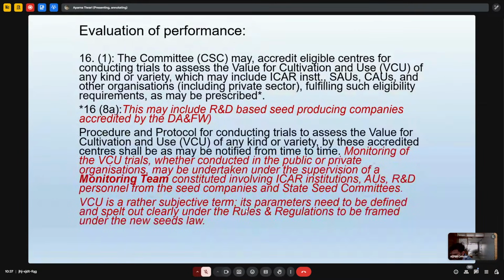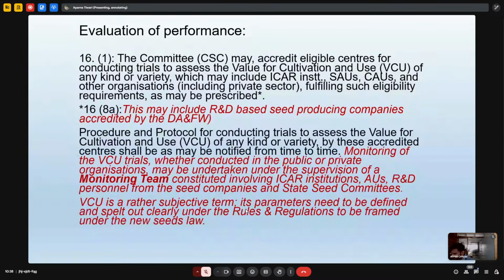That means these are to be prescribed in the seed rules when it comes, but this may include such seed companies which are full R&D based seed producing companies, and which are accredited. Now, till now, the accreditation is given by DSIR, which is in the Department of Science and Technology. I feel and propose that this should be by the Department of Agriculture and Farmer Welfare. There is no reason why it should be accredited by DSIR.